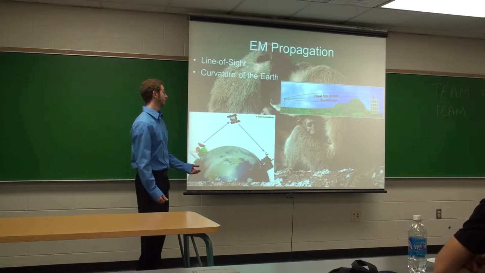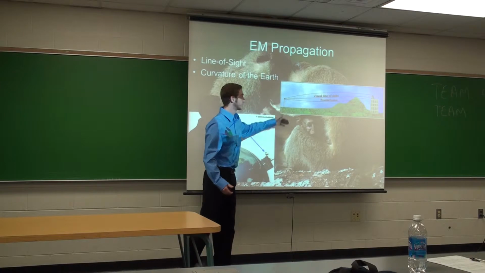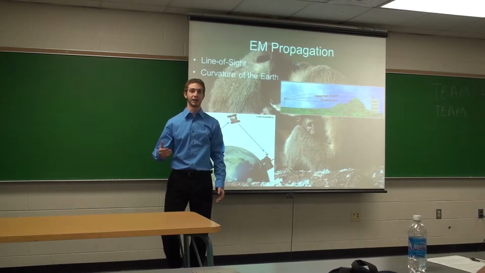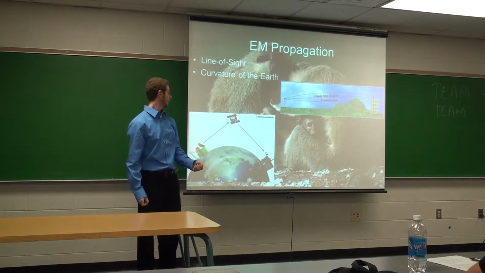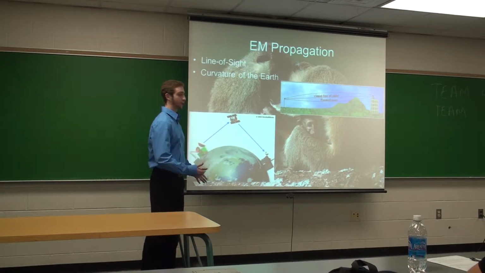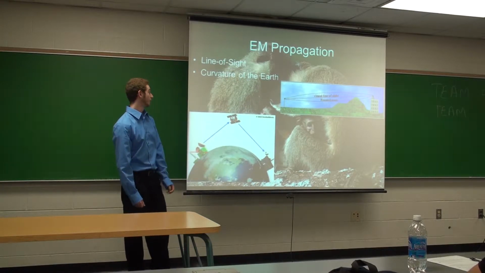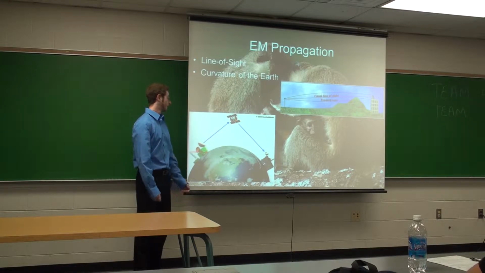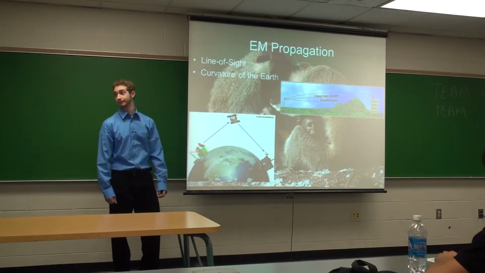And you'll notice in the first picture that the two antennas can see each other, they can communicate, there's nothing blocking it. But for the second one, these two objects can't see each other, they can't communicate, and that's why we have a satellite, so they can use it to send and receive transmissions.